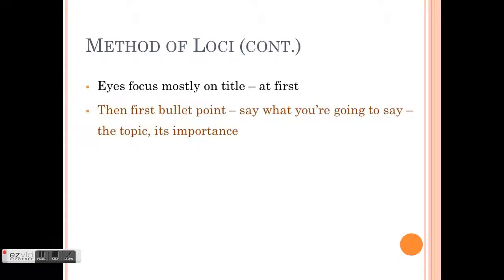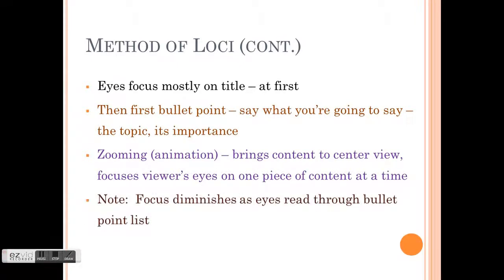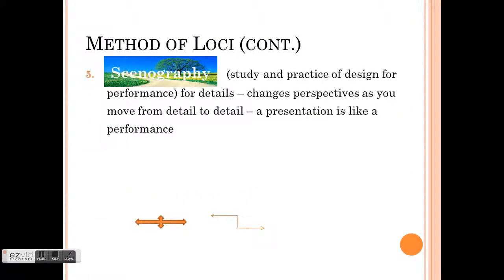In constructing your presentation, keep in mind that the eye generally does go to the title first. Then the first bullet point sets the tone for the presentation, the abstract, if you will. You can use animation, zooming, to focus the viewer's eyes where and when you need emphasis. Note that the viewer's focus diminishes when it's going down the list. Uh-oh, watch out, you might be losing them.